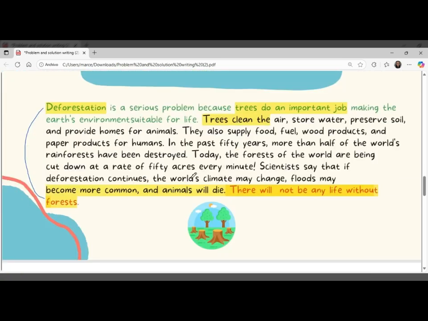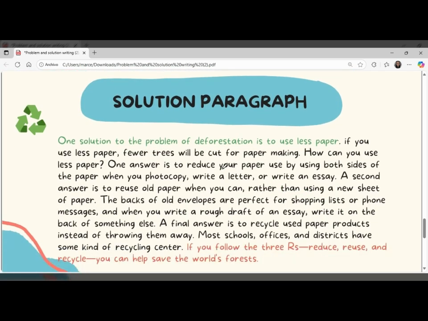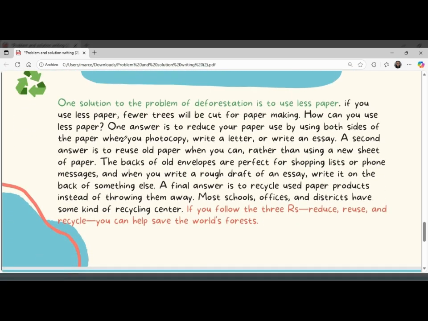Now, when you have established the problem, you can go and present a solution. In this case, I'm going to present only one solution. My topic sentence is the first one in the paragraph, the one that is in green, and the solution that I'm proposing to deforestation is to use less paper. And then in all the other sentences, the supporting sentences, I provide different examples on how you can use less paper.